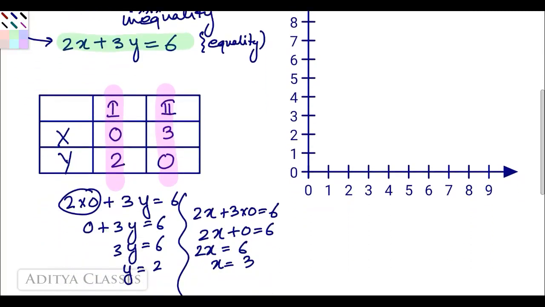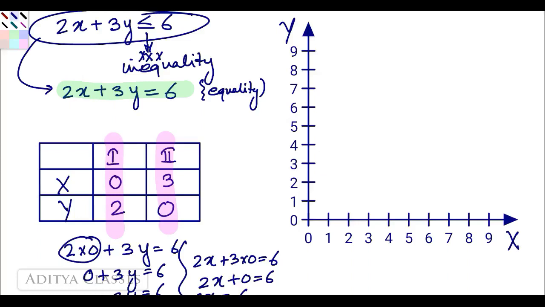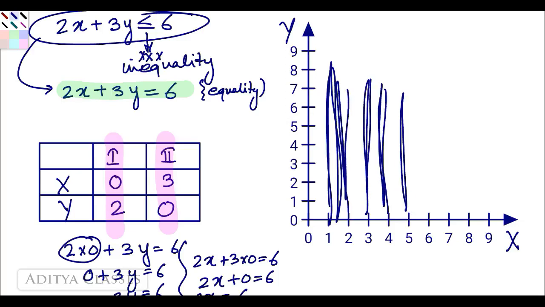Now let us see where these points are. What are these points? x is 0 and y is 2. Let me declare this as y, this is x. X will be 0 and y will be 2. On this complete line, x is 0. If I come here, x is 1. If I come here, x is 2. If I come here, x is 3. If I come here, x is 4, 5.